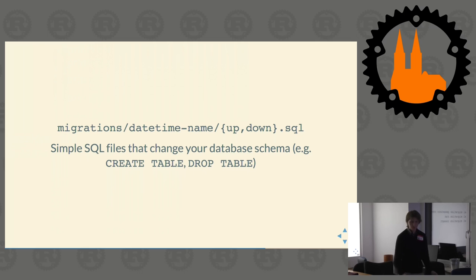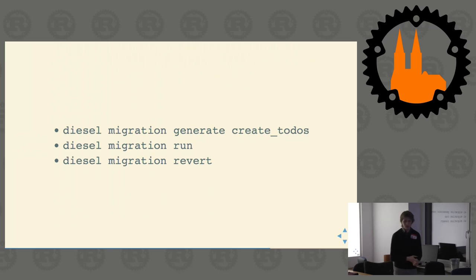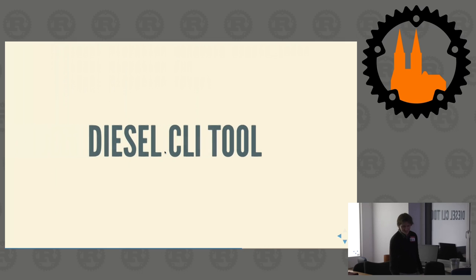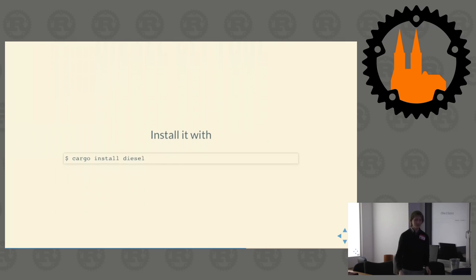And Diesel has some convenience tool for that. The Diesel CLI tool also has migration subcommands that can generate these files for you with the correct names and timestamps and all that. You can apply them and you can revert them. So now, do you want to hear about the CLI tool? The Diesel CLI tool. It's really easy.